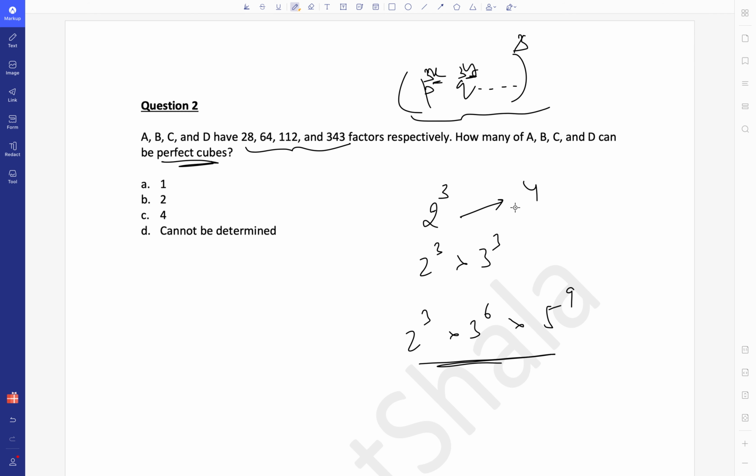This will be 4, 1 plus 3. This will be 4 multiplied by 4, 16, and this will be 4 multiplied by 7 multiplied by 10. I'll not solve this.